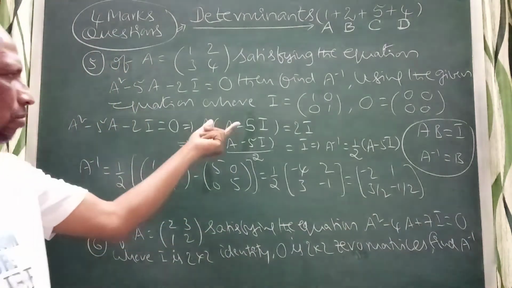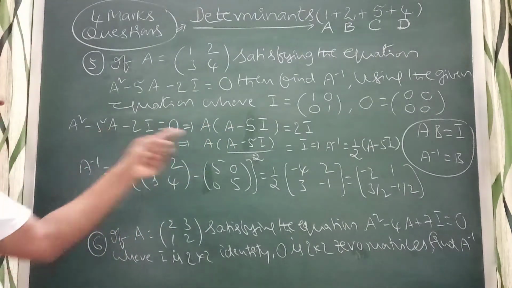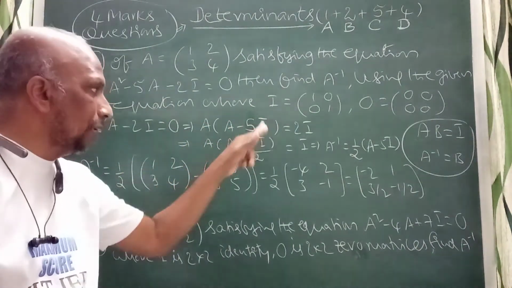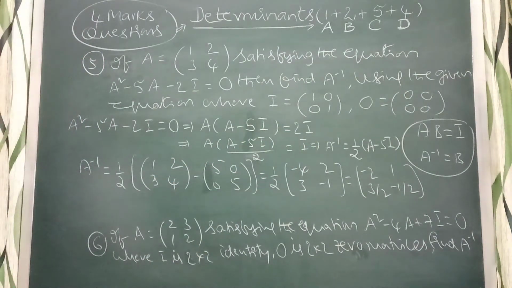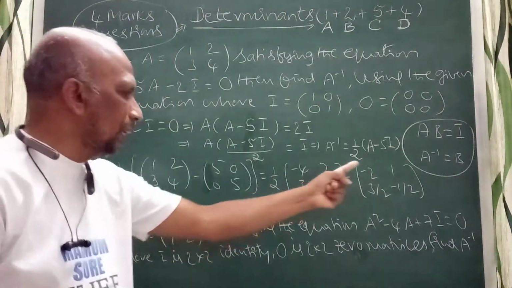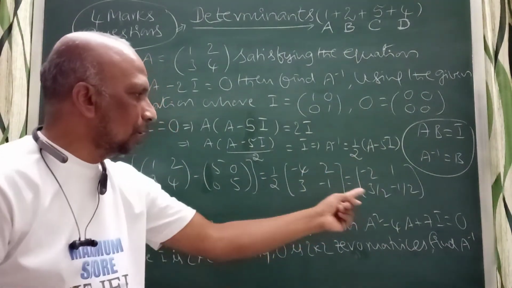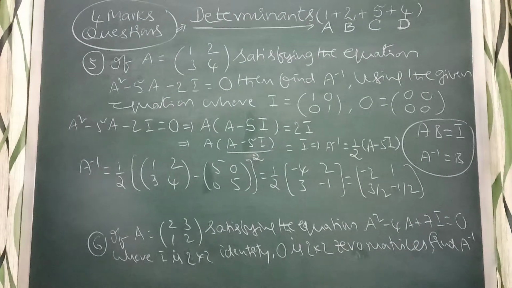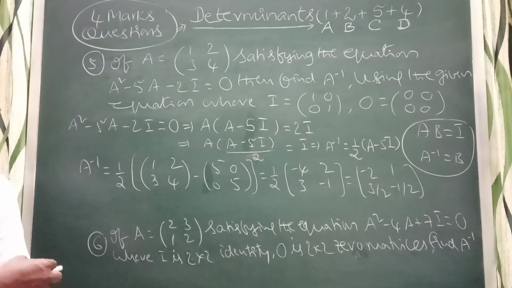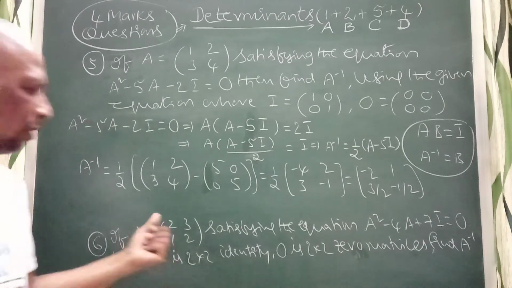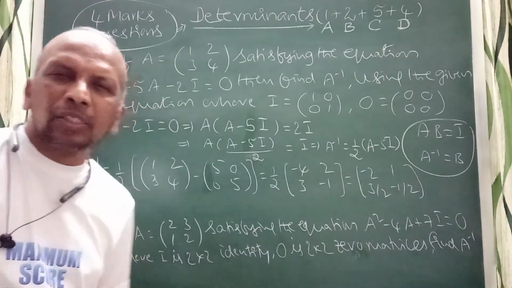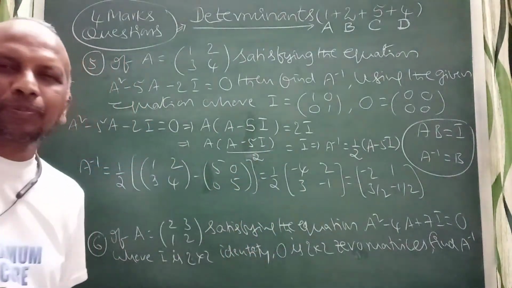Correct. Just I have taken A common. I have taken A common with 5. We should not write only the number 5, we can't write that. So 5I, 2I. Simplify this. Half into, you can simplify minus 4 by 2, minus 2. 2 by 2, 1. It will be 3 by 2, minus 1 by 2. Correct. Now, after this, for your practice, you consider this problem and solve it.